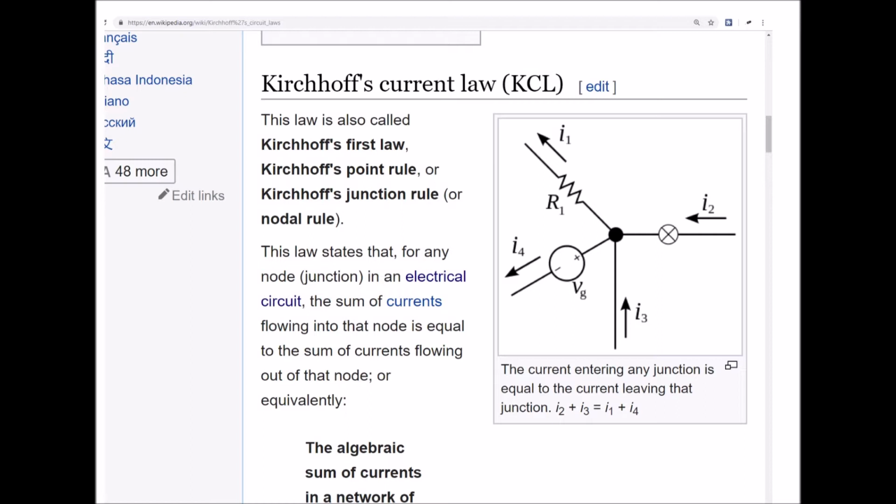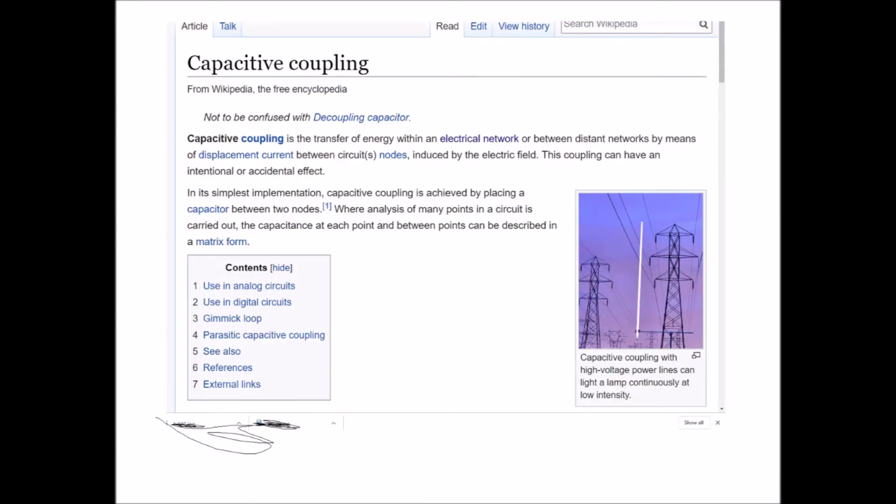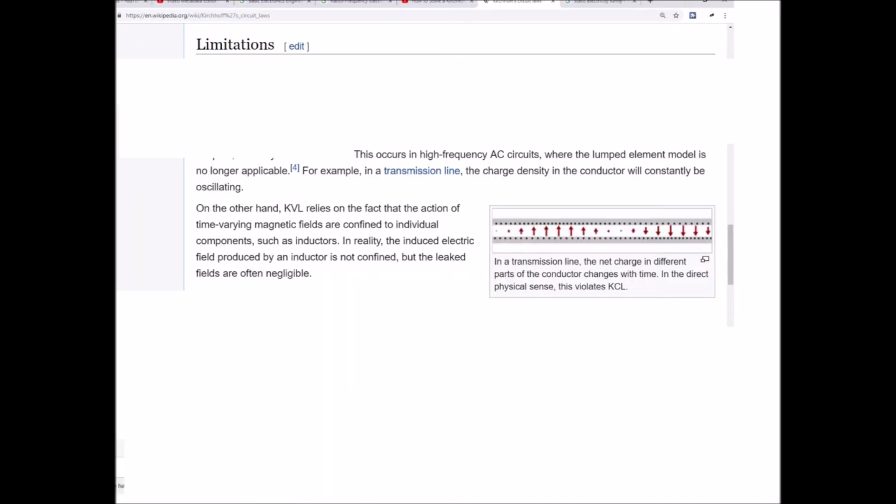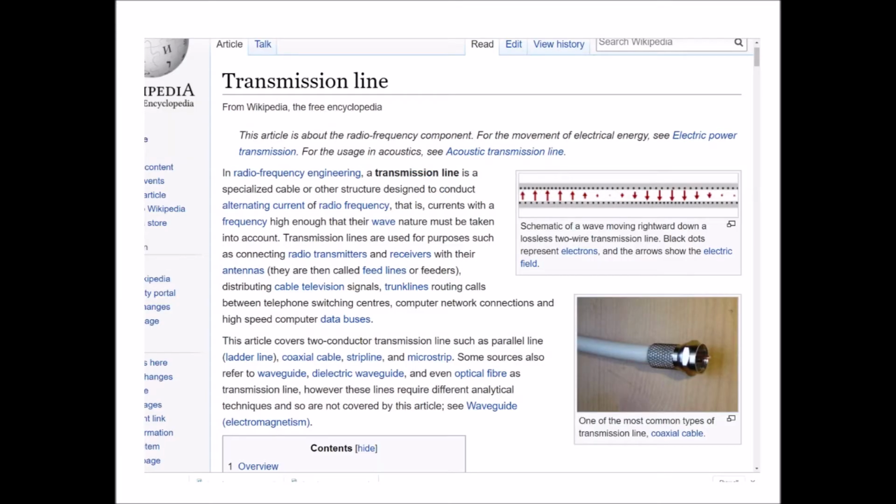Whenever the electrical field between parts of the circuit is non-negligible, such as when two wires are capacitively coupled, this may not be the case. This occurs in high-frequency AC circuits, where the lumped element model is no longer applicable. For example, in a transmission line, the charge density in the conductor will constantly be oscillating.